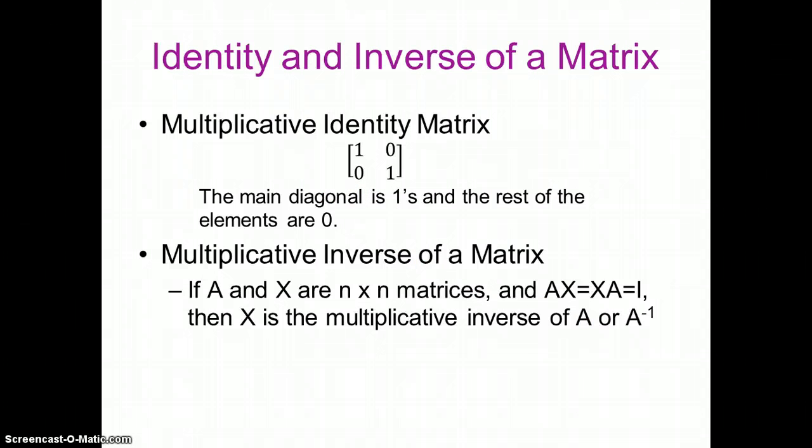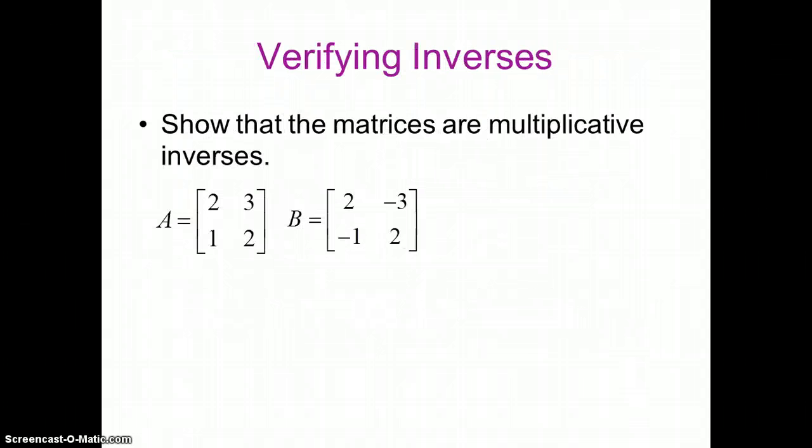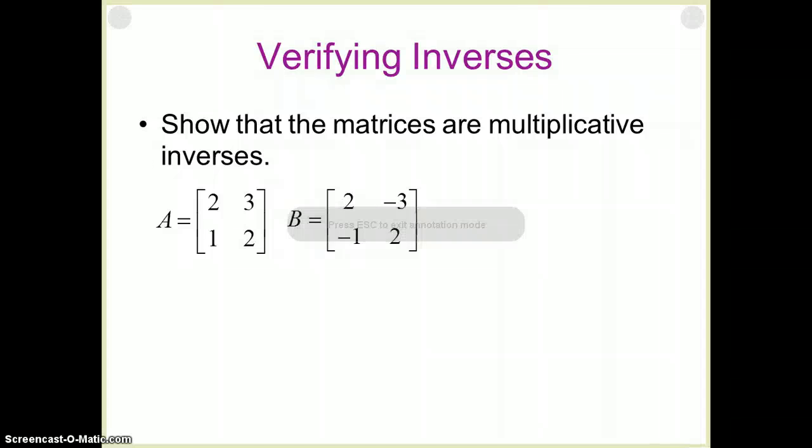Okay, so let's look at how that actually works by showing that these two matrices are inverses of one another. What should happen if they are inverses is that I should be able to multiply them together and end up with that identity matrix. Then, to prove it, I will have to make sure that I do both A times B and B times A. All right, so let's do that real quick. Let's do A times B.